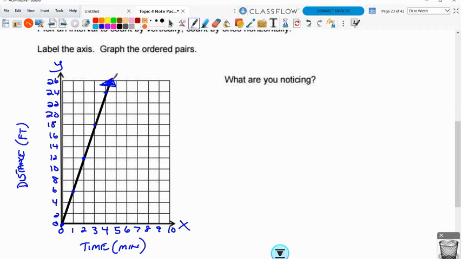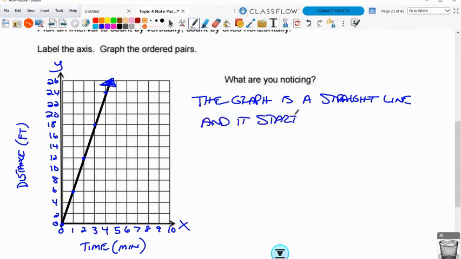Okay, so again, we knew the relationship was a proportional relationship, so what are we noticing? All right, well, the graph is a straight line, and it starts at the origin. And that's great. We needed to have a straight line passing through the origin because those are the 2 key qualities of a proportional graph. If you have a proportional relationship, then your graph needs to be a straight line passing through the origin.